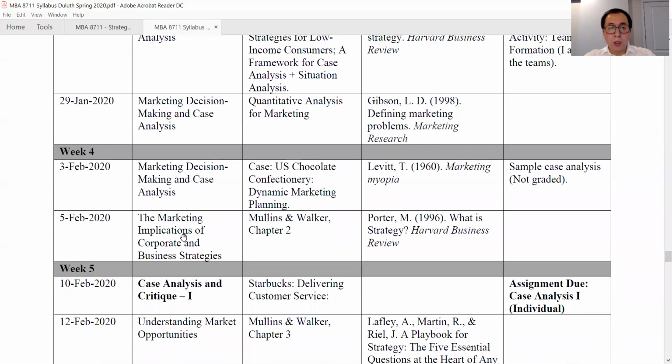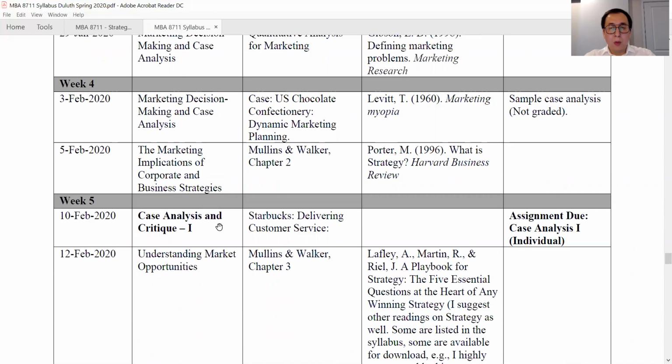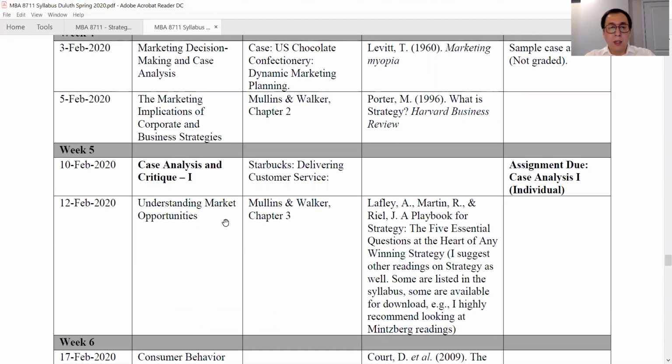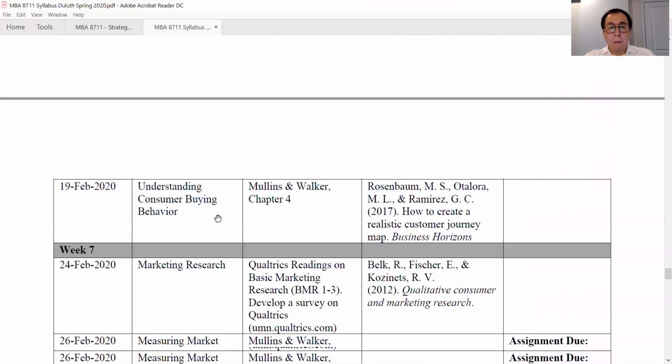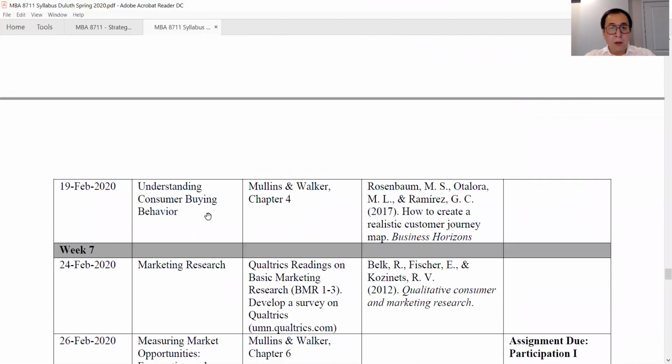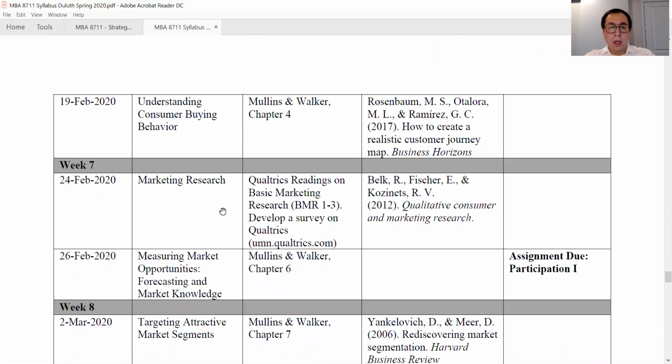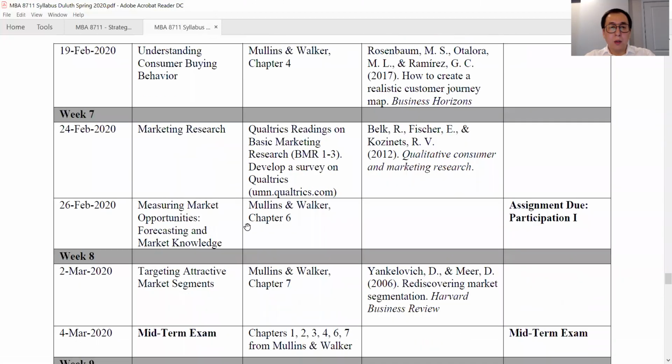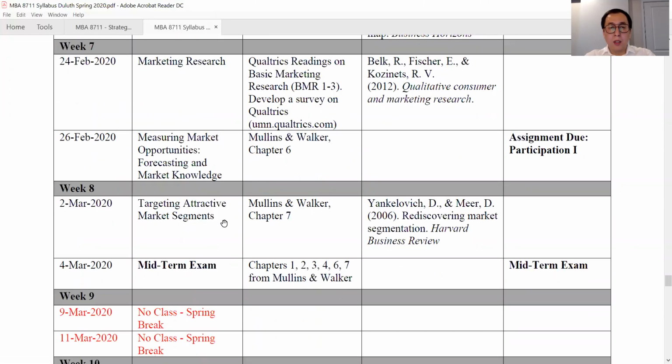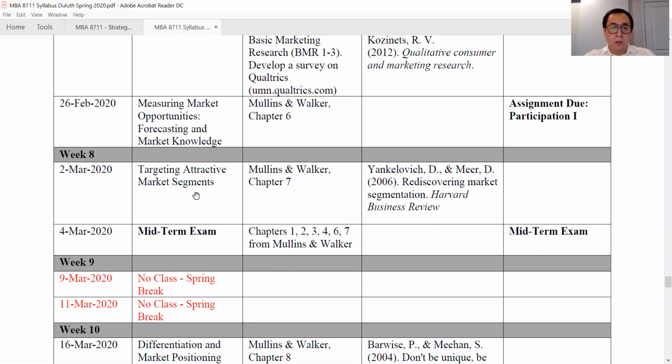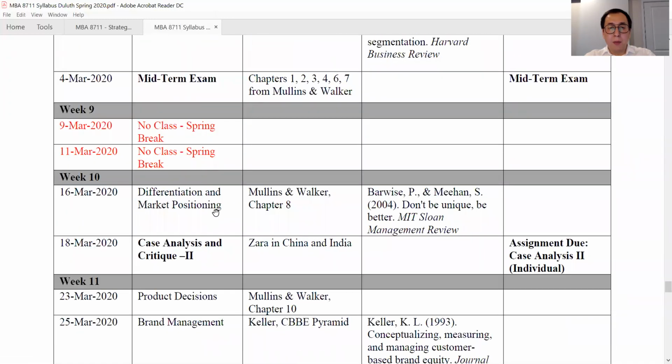Further, we looked into the connection to the strategies. We've done our first analysis. We then connected more into understanding market opportunities in general, and understanding consumer behavior, a very big topic when you go in depth into some of the elements related to consumers, doing research, and then connecting to measuring market opportunities, and then forecasting and market knowledge in general. And then after that, looking into targeting attractive marketing segments, and differentiation and positioning.